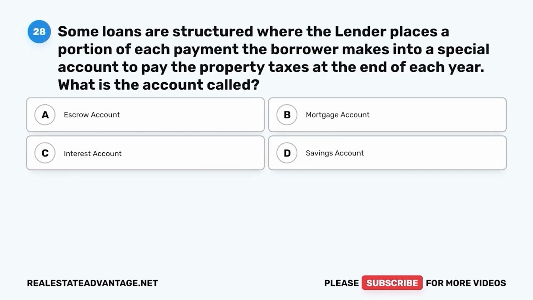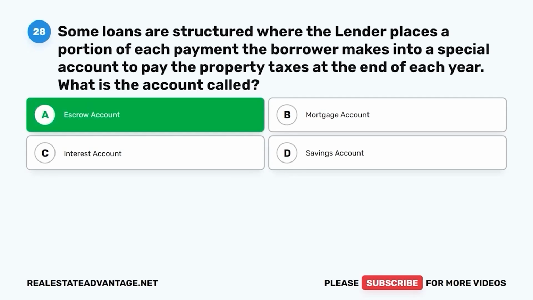Question 28. Some loans are structured where the lender places a portion of each payment the borrower makes into a special account to pay the property taxes at the end of each year. What is the account called? A. Escrow account. B. Mortgage account. C. Interest account. D. Savings account. The correct answer is A.